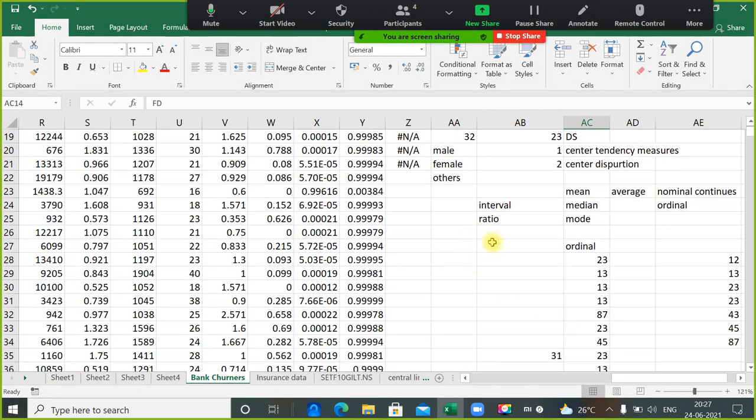Minimum, maximum and range. Okay, you already know the minimum formula and maximum formula.